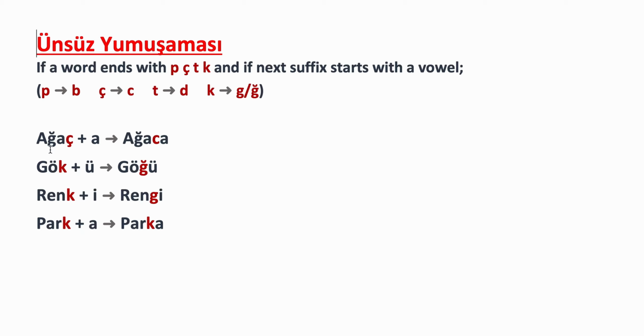Let's see examples. Ağaç, ağaca. Gök, göğü. Renk, rengi. Park, parka. But park didn't change. Please note, some words don't obey this rule. Be careful about it. But don't worry, I listed these words in my dictionary book. You can take a look at that. There are not many. Already usual foreign words don't obey this rule, like park.